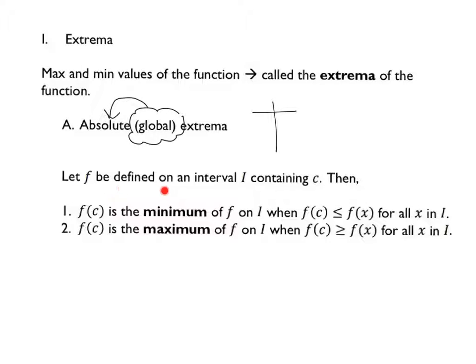Let f be defined on an interval I containing c. Then two things are true. f of c is the min of f if f of c is less than or equal to f of x, and f of c is the max of f if f of c is greater than or equal to f of x.